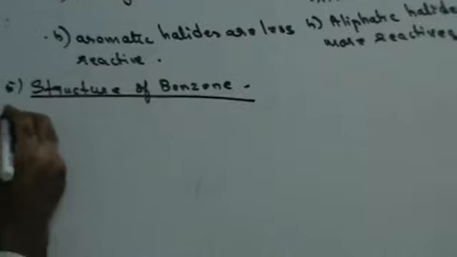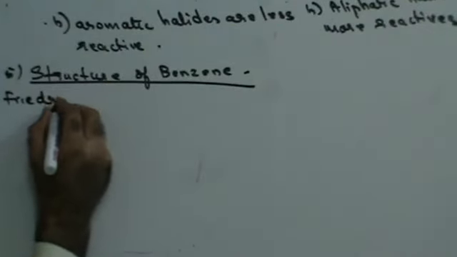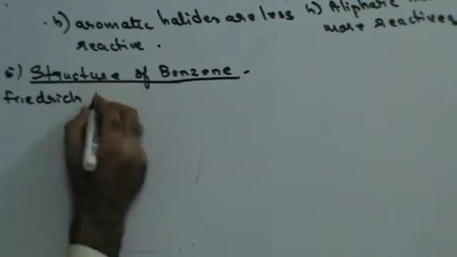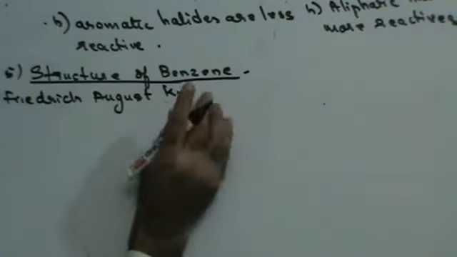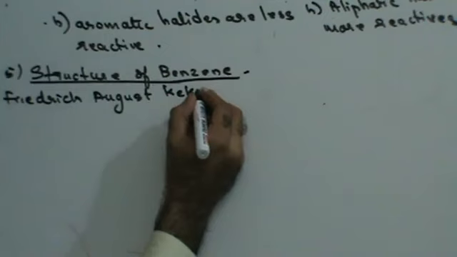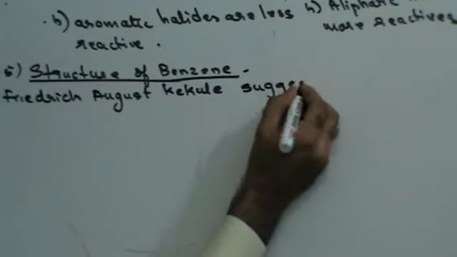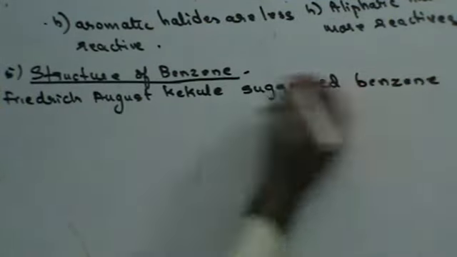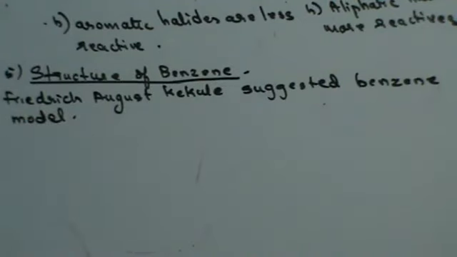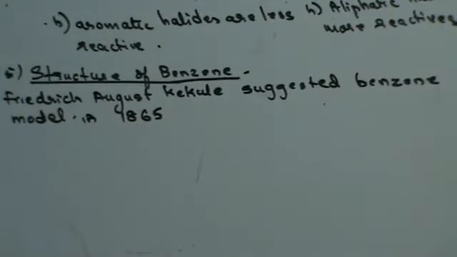So I can say that Friedrich August Kekulé suggested the benzene model. The benzene model was suggested by this particular scientist in 1865. You could get this as your objective, right?